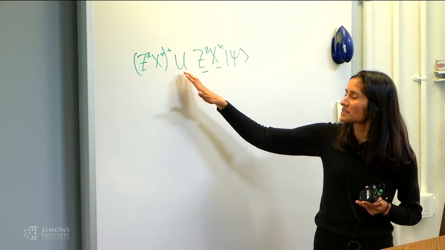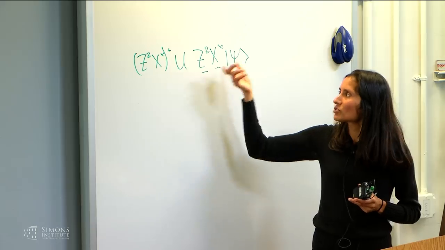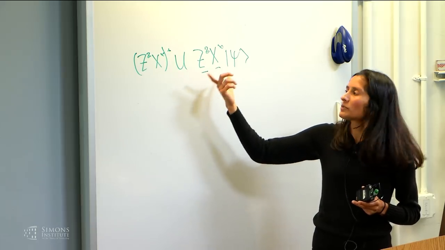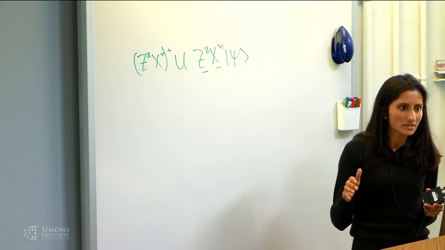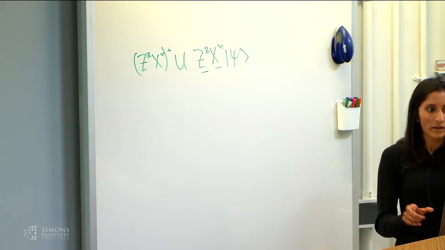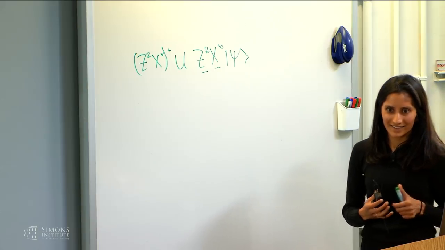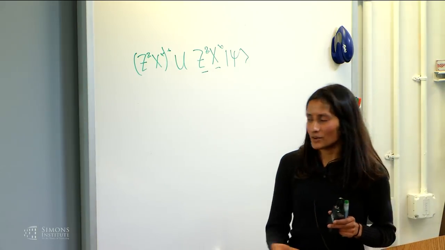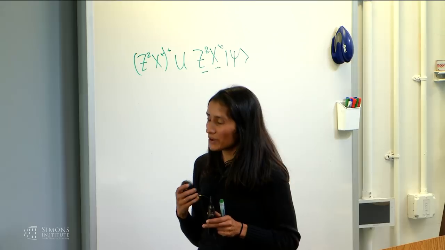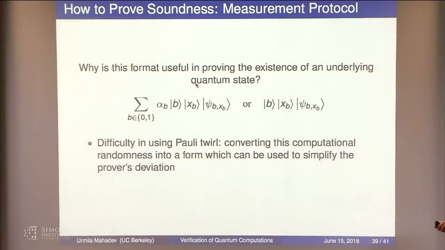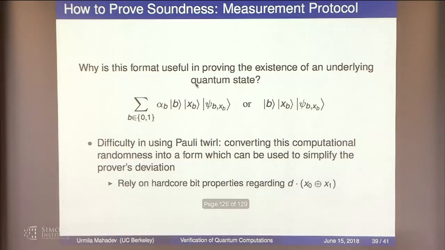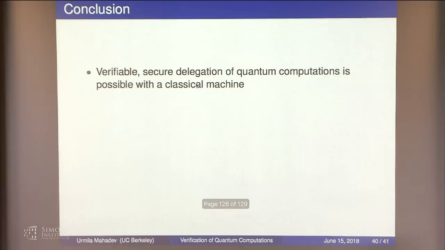What happens is a unitary has cross terms acting on a state. But if it's randomized by this, you just get rid of all the cross terms. And so you just have a convex sum over Pauli operators acting on a state. Okay, so I want to use the Pauli twirl, but my difficulty is converting this computational randomness into a form in which it can be used for the twirl. And to do that, I rely on the hardcore bit properties. So this is why they're so crucial.